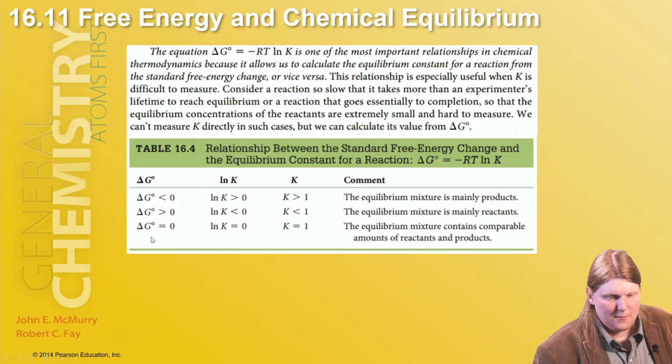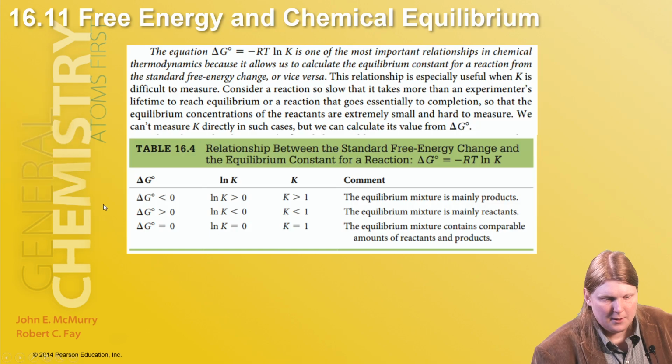This just doesn't happen very often, but generally really small values for delta G naught indicate a K where there's a lot of both reactants and products. But larger values, very negative values, indicate a very large value for K. Very positive values indicate a very small value for K. Just keep all this in mind.